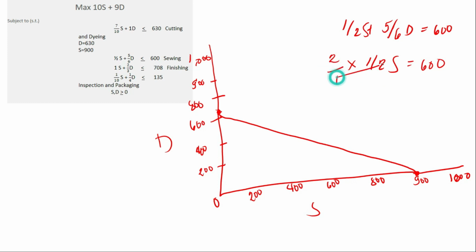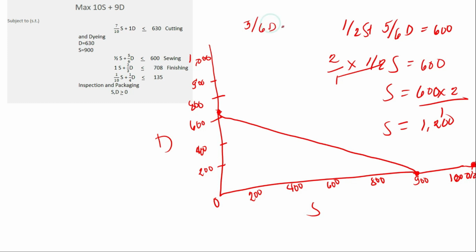So S is equal to 600 times 2, we have 2 divided by 1. So the S becomes 1,200. So the value of S now for sewing is 1,200. So our S is 1,200, and it is on this part. And then, for the other one, we have 5/6 D is equal to 600.